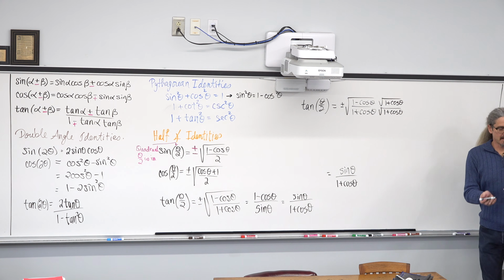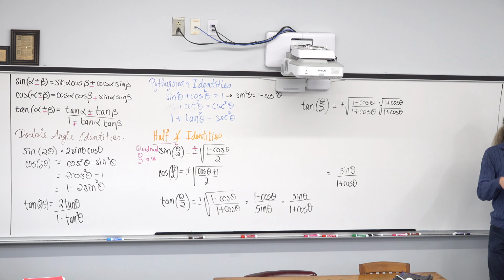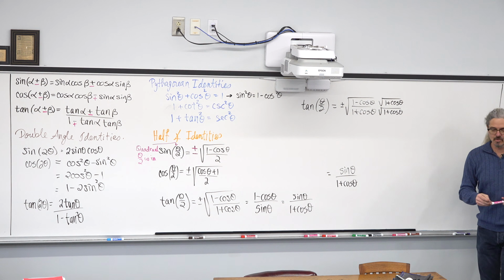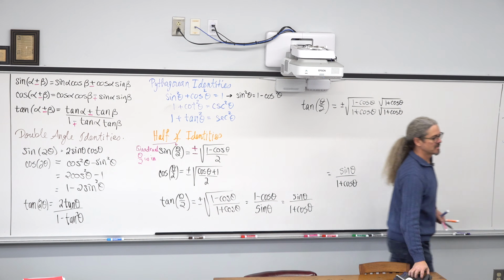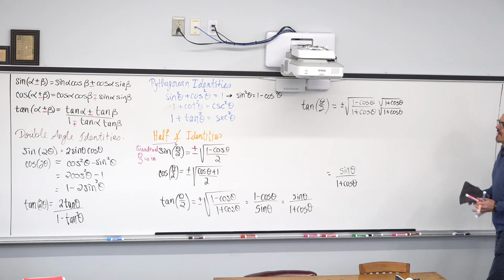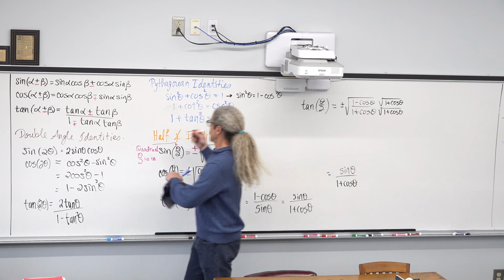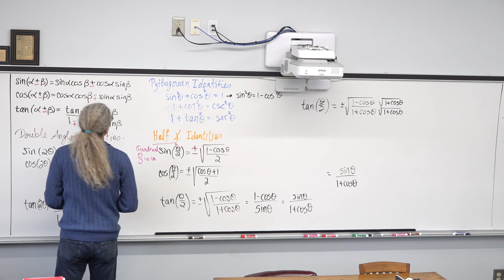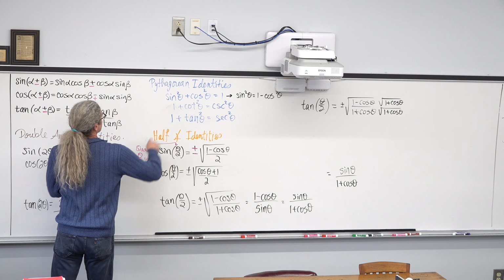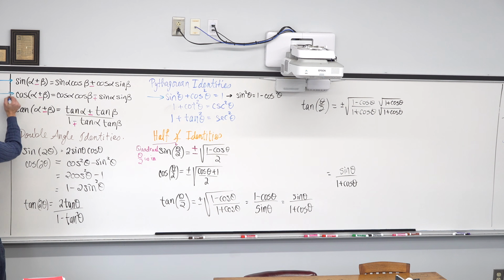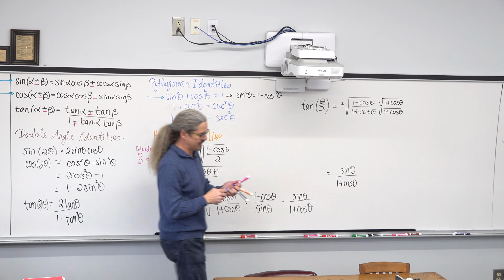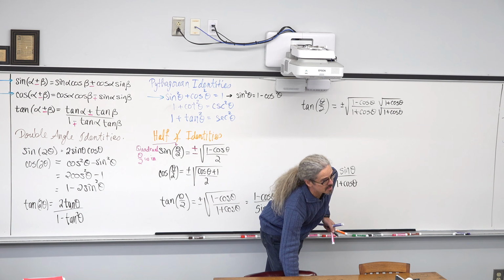And when you get done with that, you're going to get sine of theta over 1 plus cosine theta. That's 16 identities derived from 2. Okay, I guess maybe we had 5, the Pythagorean identities. But actually, if you have the first Pythagorean identity and the sum identities for sine and cosine, if you know just those 3, you can derive all these other ones.